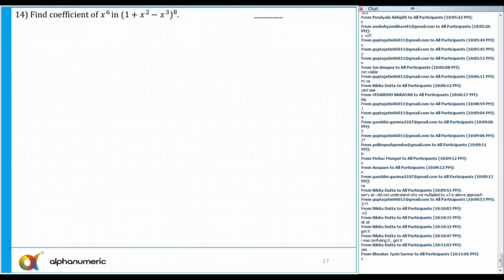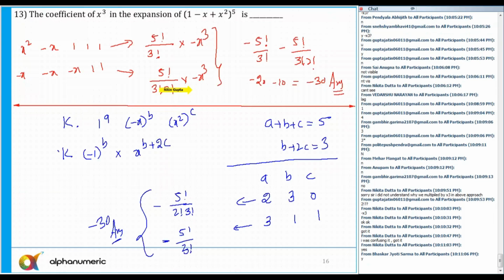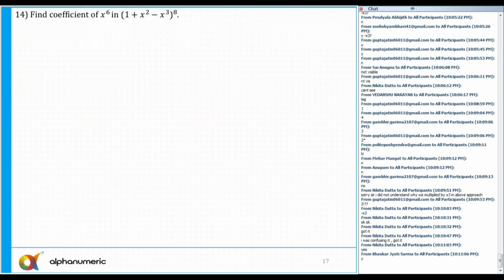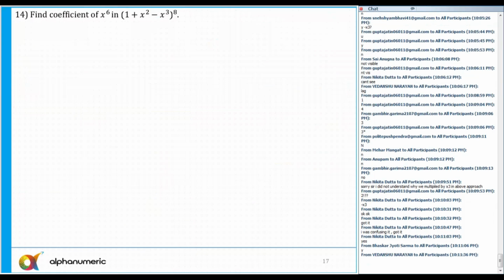Even if you are not writing x cube here, you can remove it, it is not needed. You can simply say that the negative terms will be like this one. This will be negative and this will also be negative, but both of them will be the coefficient of x cube. So that's why I've written x cube. Okay, try this. Now I'm expecting the correct answers from all of you.